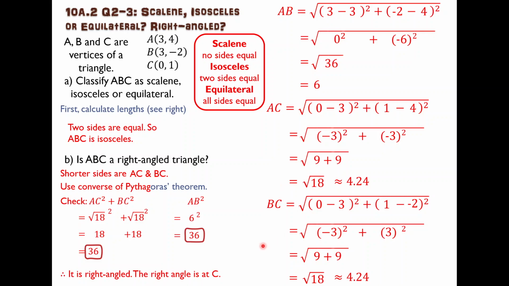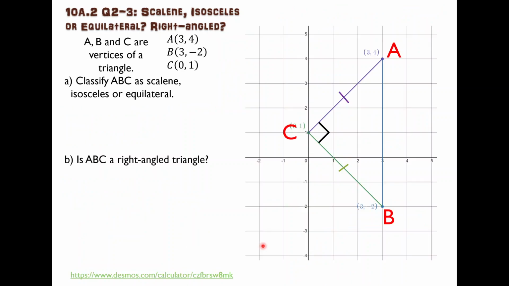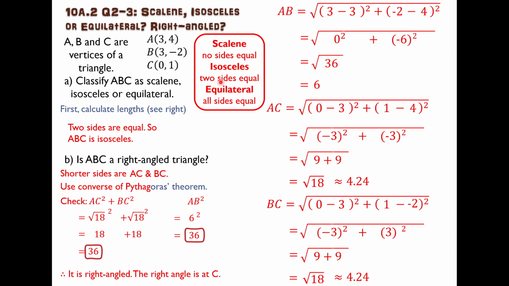Just to give you a visual for what this looks like, this is the triangle. This is C, which is 0, 1. A is at 3, 4 up here. B is at 3, minus 2. So you can see that it really is a right-angled triangle lying on its side. And it really is isosceles. That length there is exactly the same as that one. Cool. And you can do all that, amazingly, without graphing it.